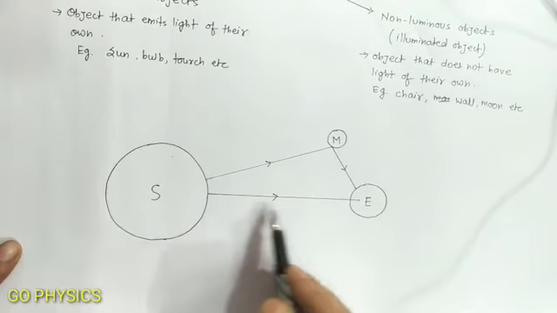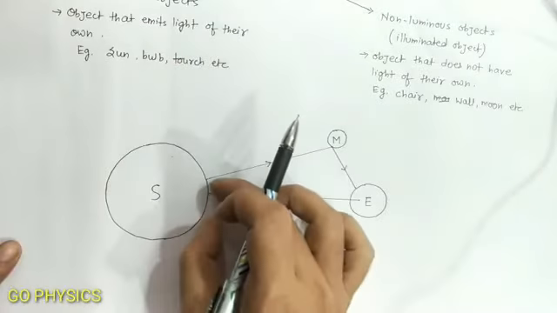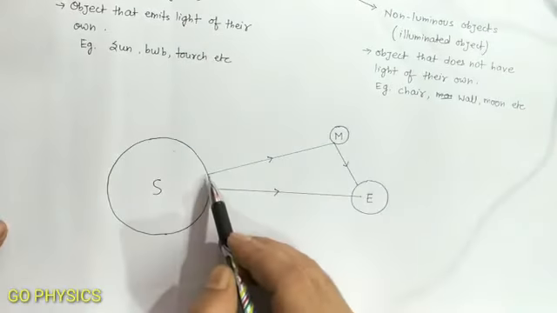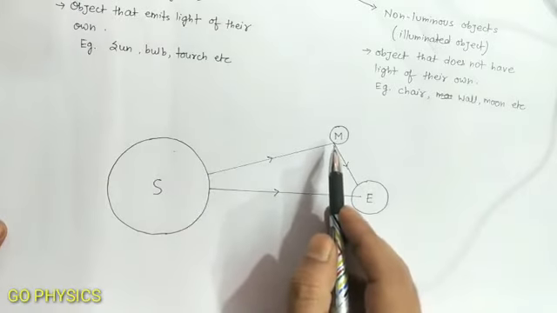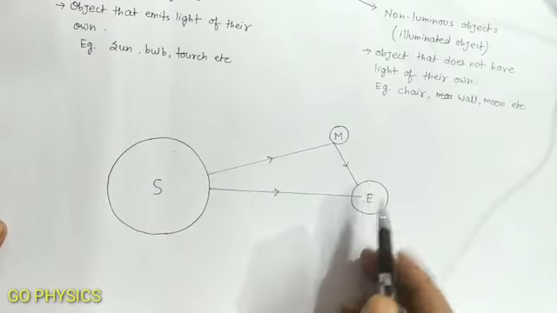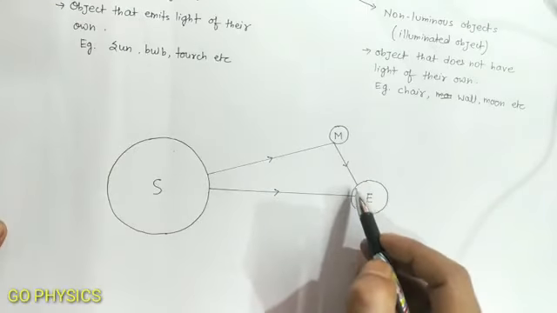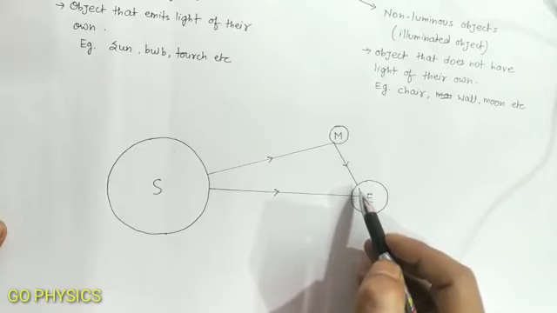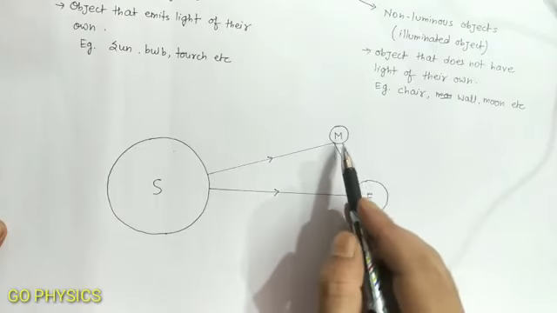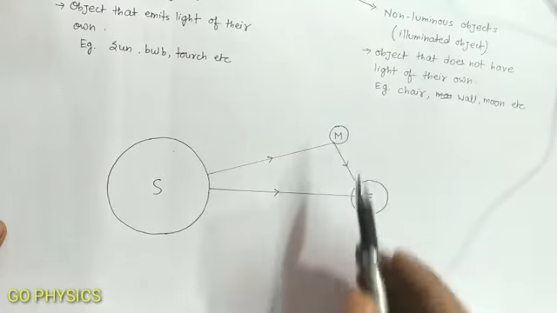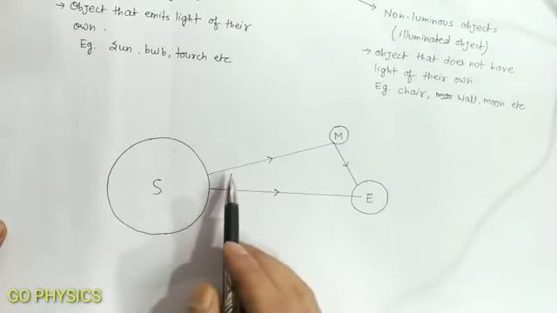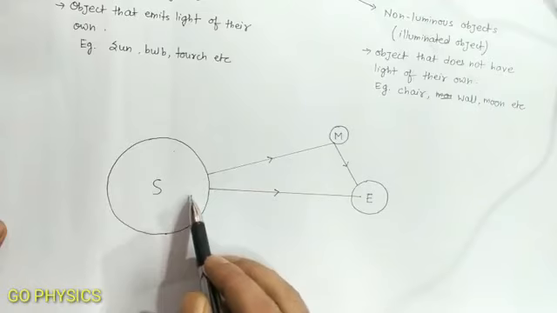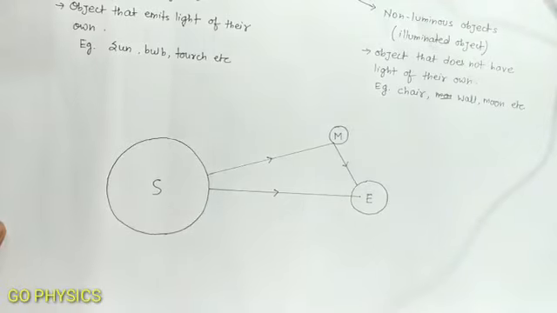The sun emits its own light in all directions. Some light falls on the earth. Some light from the sun also falls on the moon, and some of it is reflected towards the earth. So when that reflected part falls in the eyes of a person, that person will see the moon. So the moon is a non-luminous object and the sun is an example of a luminous object.